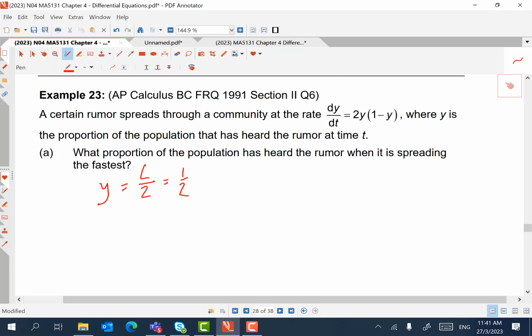Remember just now, Mahil came to the board and gave this equation. I also supplemented with the graph. And we learned that the gradient is the greatest at L over 2. In this case, it's half. So the proportion is 50%. Half the population has heard the rumor when it is spreading the fastest.